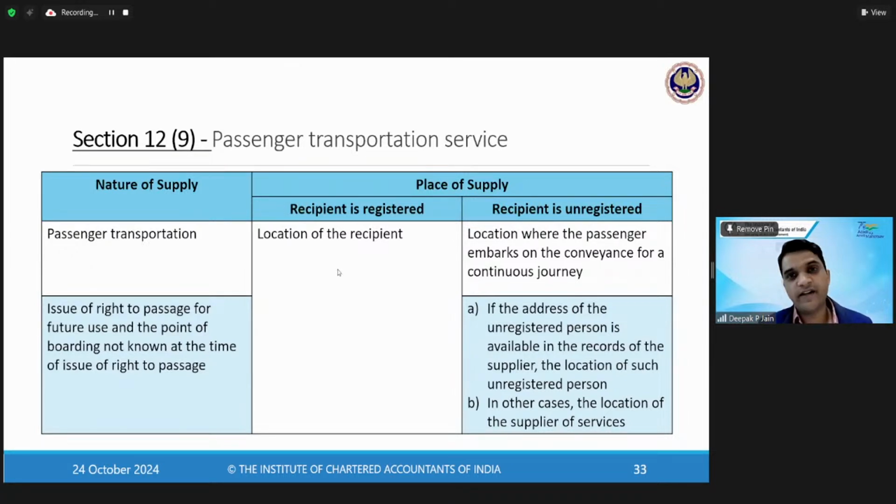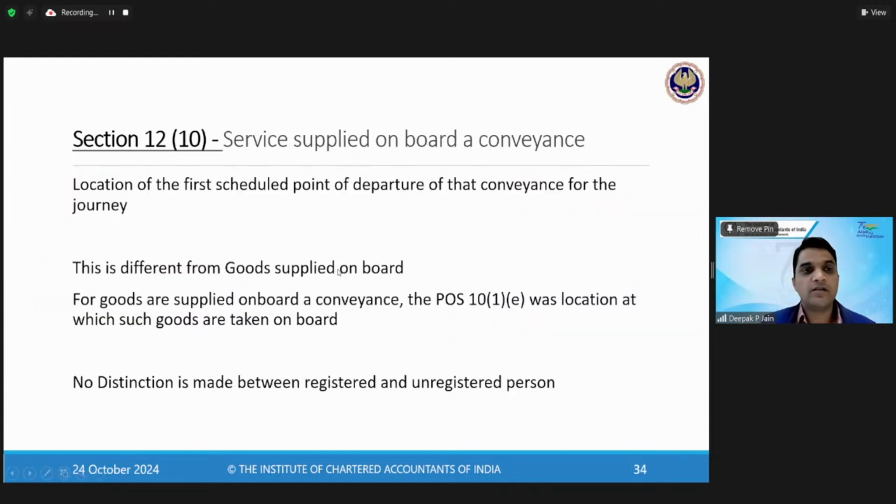Okay, so we had read 12.9, 12.10. 12.10 also we understood, because goods supplied on board a conveyance, the place of supply is the location where the goods are taken. But in 12.10, this is also with respect to journey, but the location of the first scheduled point of departure will become the place of supply in case of services supplied on board a conveyance.